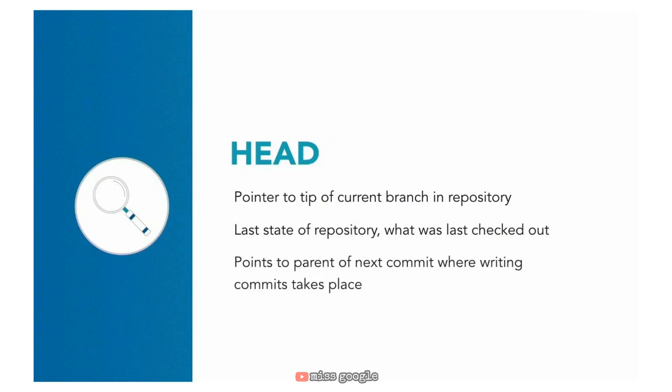As we make new commits, the pointer changes or moves to point to a new commit. The head always points to the tip of the current branch in our repository. Now the repository has nothing to do with the staging index or the working directory. It's a way of tracking the current position in the repository.